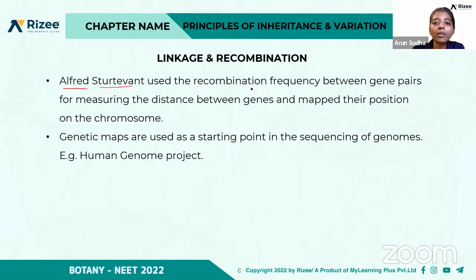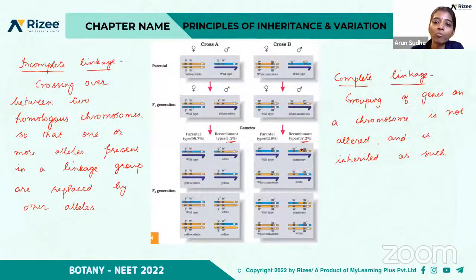Sturtevant used the recombination frequency between gene pairs for measuring the distance between genes and mapped their position on the chromosome. Based on the recombinants formed by crossing, he found out the distance between the genes. If more recombinants are formed, what does this indicate? In the previous case we saw, it shows the formation of more recombinants, so the distance is greater. Here fewer recombinants are formed, so the genes are closer.